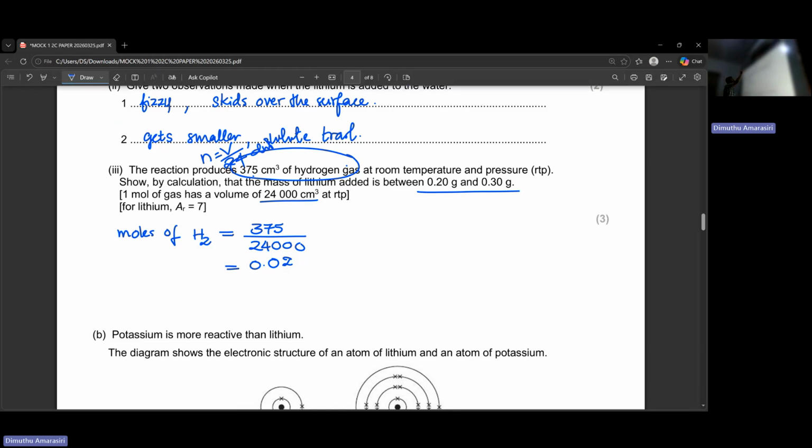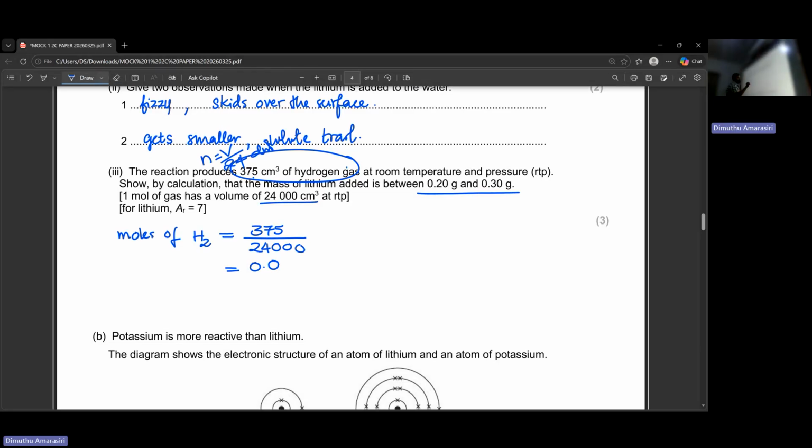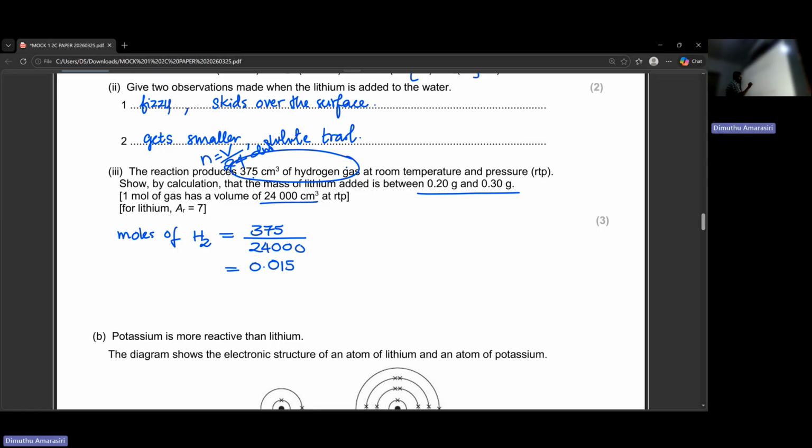You can't write 0.02. That's wrong. 0.015625. 0.02 would be the end of your calculation, and there's a big rounding off you have done.